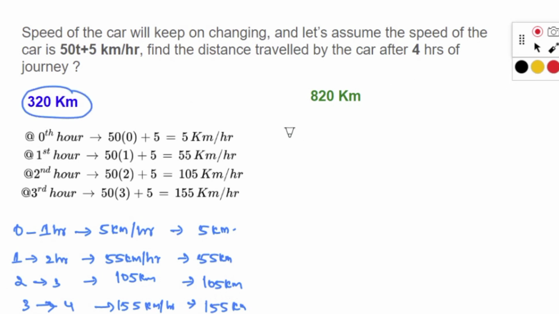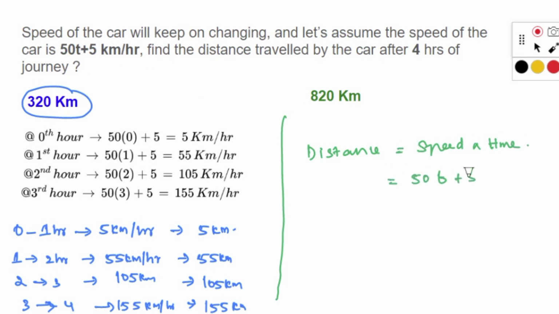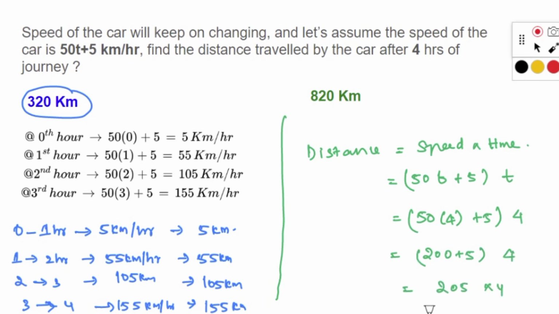Okay. So let's look at the second solution. Some people will apply the formula, distance is equal to speed into time. So here the speed equation is 50t plus 5, multiplied by t. If you apply t is equal to 4, you will get 50 into 4 plus 5 into 4, which is equal to 200 plus 5, 205 into 4, which is equal to 820 kilometers.